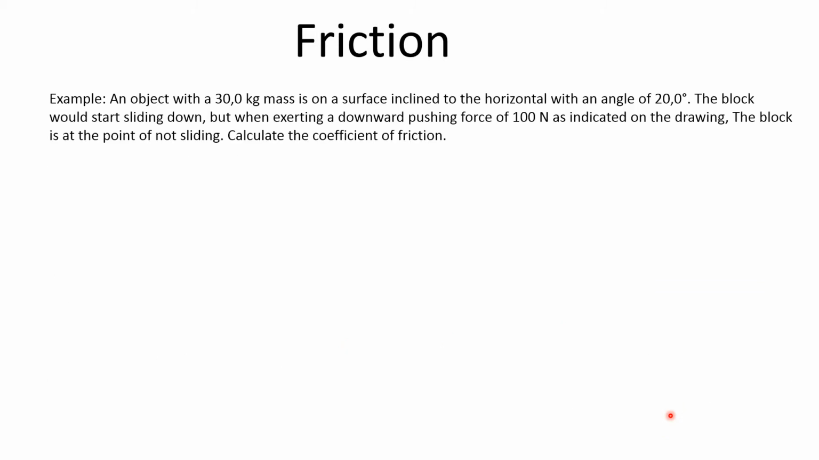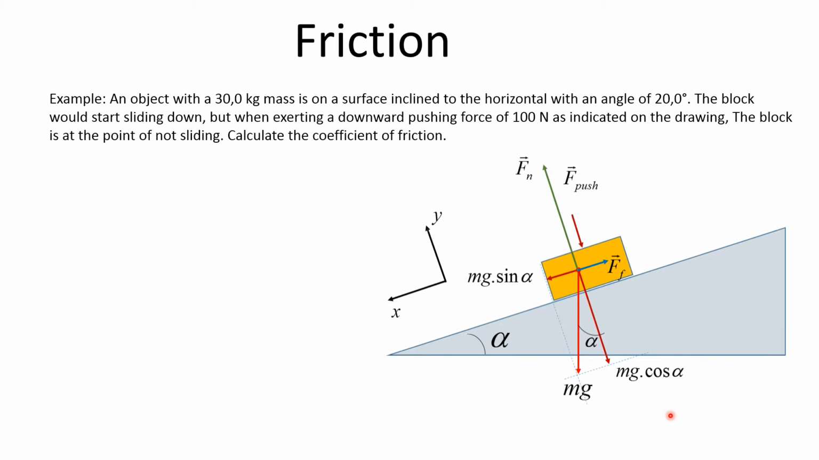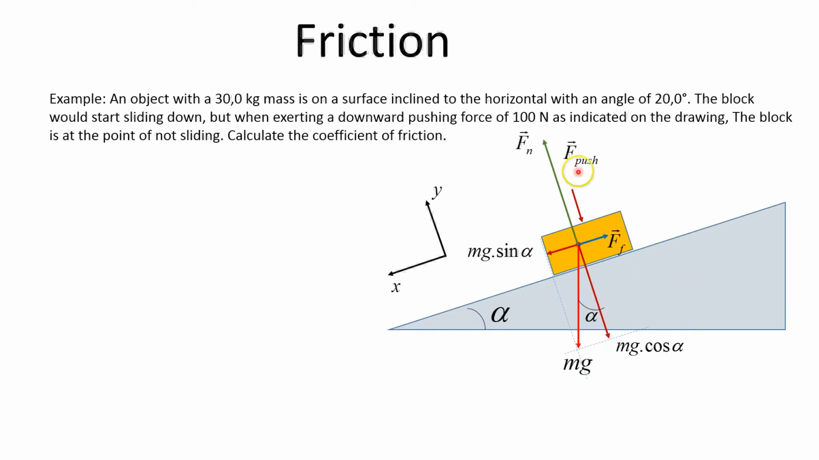And a little example: an object with a 30 kg mass is on a surface inclined to the horizontal at an angle of 20 degrees. The block would start sliding down, but when exerting a downward pushing force of 100 newtons, indicated on the drawing, the block is at the point of not sliding. Calculate the coefficient of friction. So we have the same situation as before, except now I'm pushing onto the block. Normally it would be sliding, but when I push, it's just at the point of not sliding.